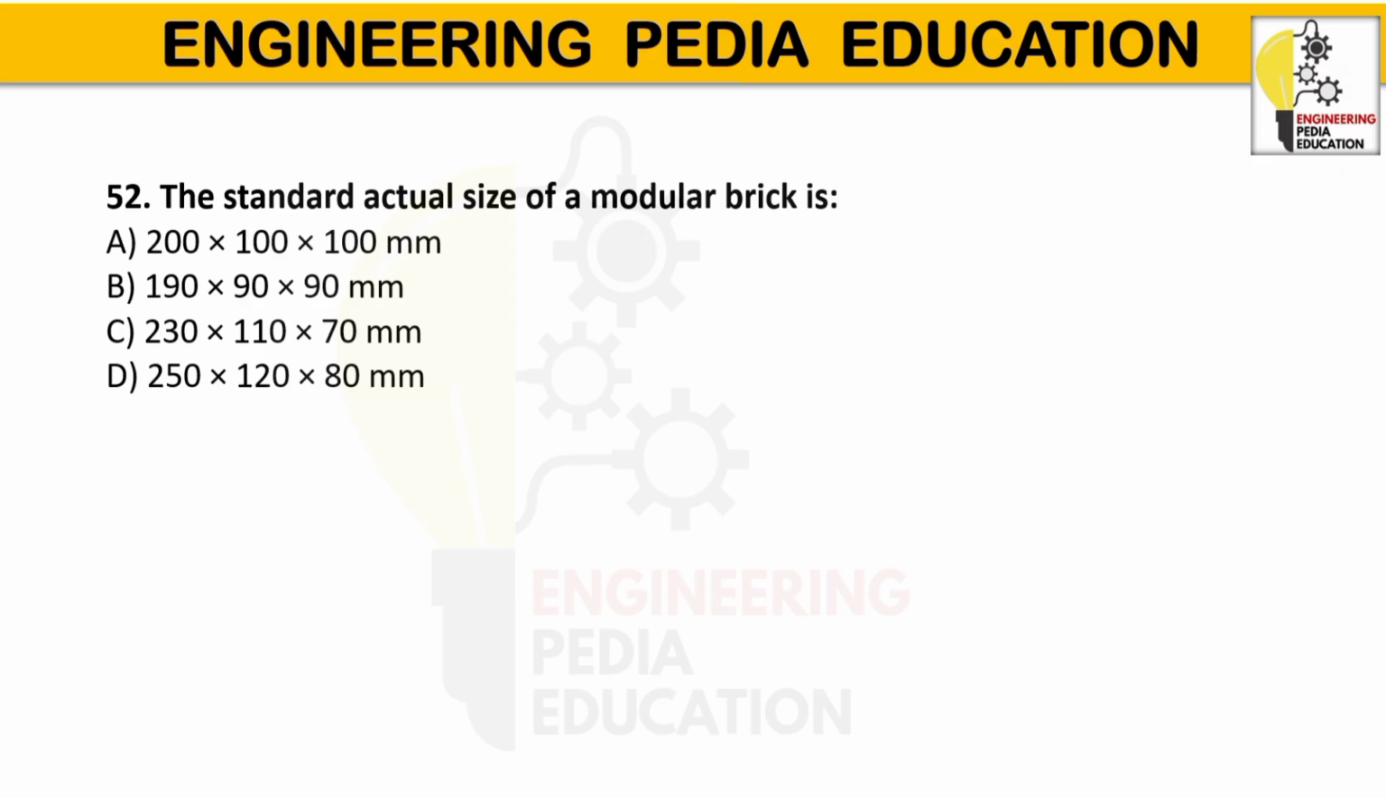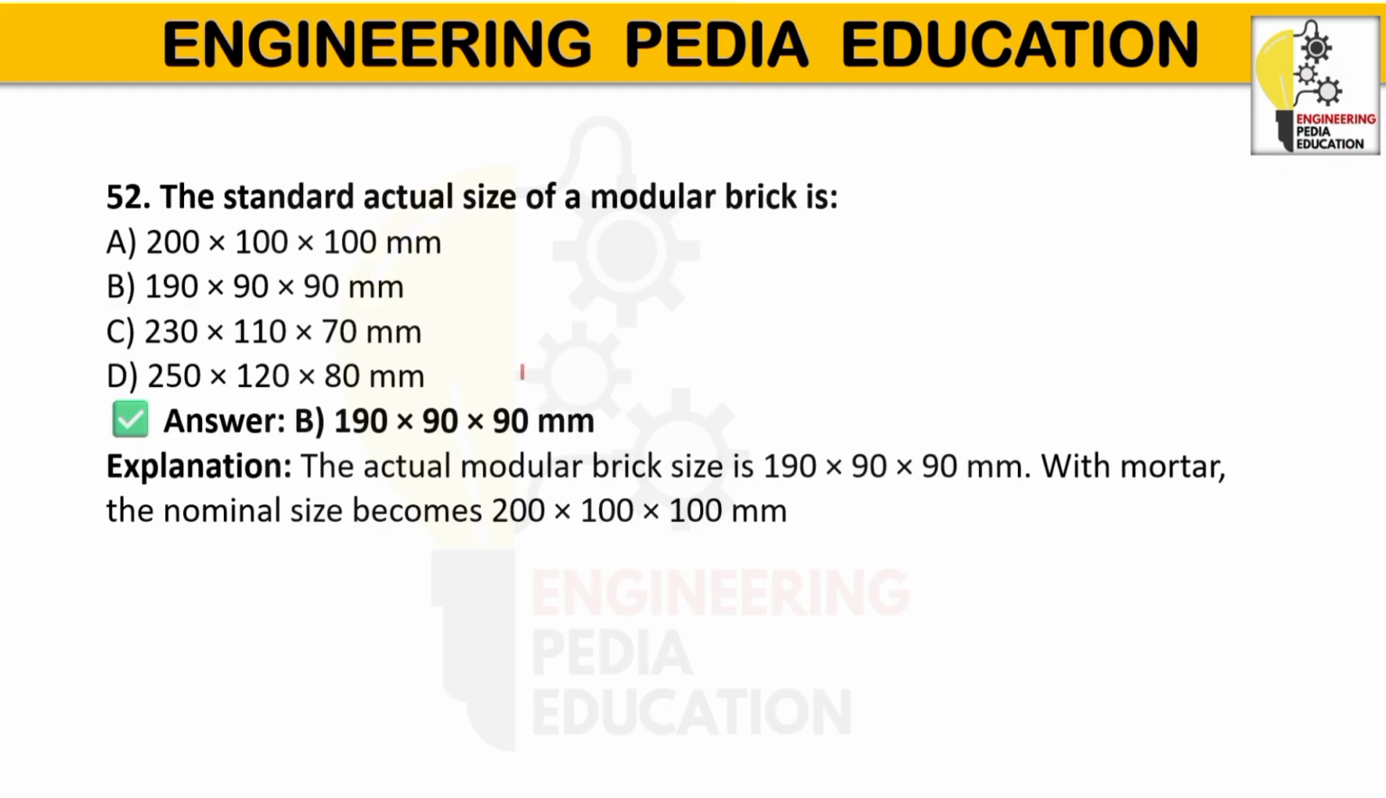The standard actual size of modular brick is 200 by 100 by 100, 190 by 90 by 90, 230 by 100 by 70, or 250 by 120 by 60. So the answer is 190 by 90 by 90. The actual modular brick size is 190 by 90 by 90. With mortar, the size becomes 200 by 100 by 100. Frog indentation is of 10 to 20 depth.